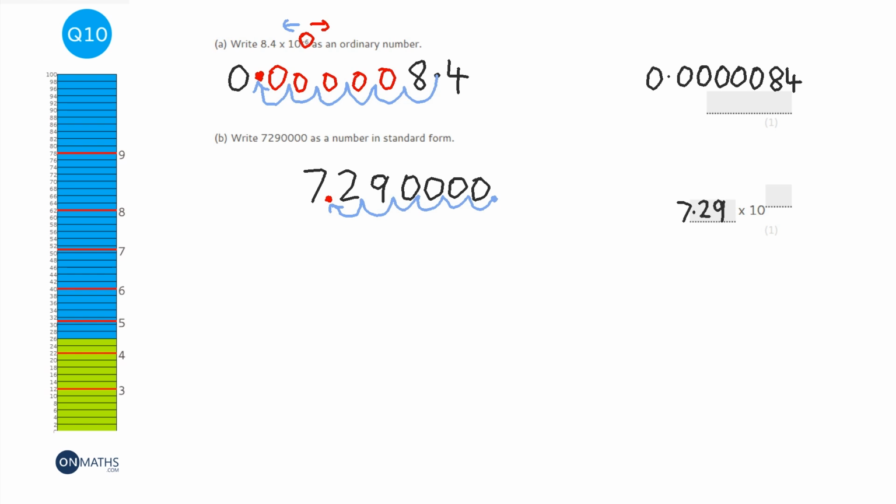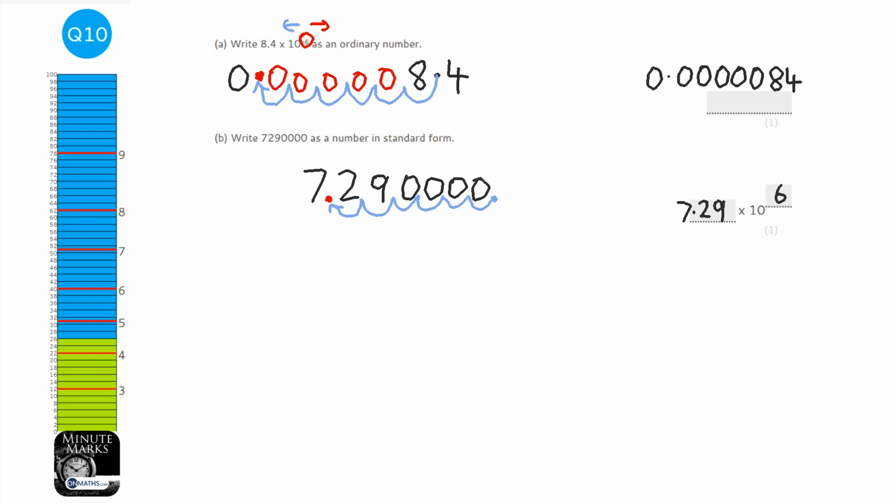Okay, so the rule is that the number has to be between 1 and 10, which this one is. Now, if you had a big number, then the power of 10 will be positive. Here we did have a big number, so it's going to be positive 6. On the previous one, we had a small number, 0.00084, and you can see that the power in the question was negative. So negative power of 10 is a really small number, positive power of 10, a really big number.